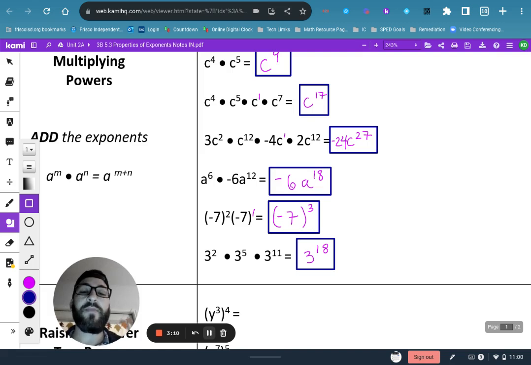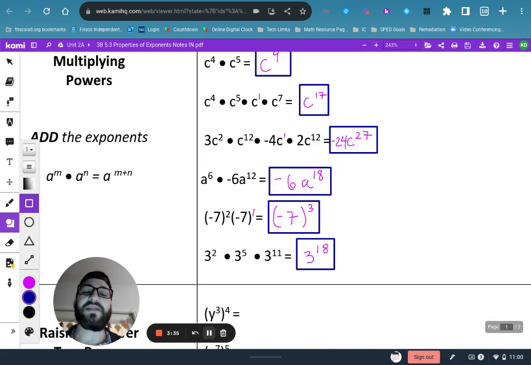Now our 2 down on the bottom, notice how our bases this time, instead of being variables, are numbers. Well, we don't treat them any differently. We don't actually multiply the bases together. So negative 7 to the 2nd times negative 7 to the 1st is not equal to 49 to the 3rd. It's still equal to that same base of negative 7 to the 3rd. So bases stay the same when we're applying our exponent properties. It's only the exponents that are going to change.